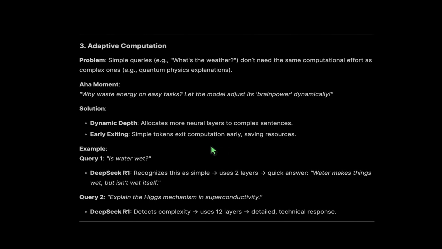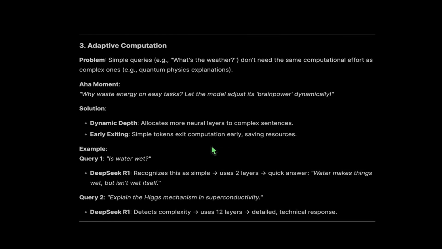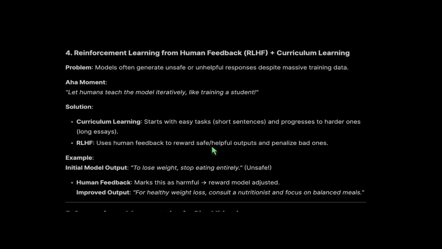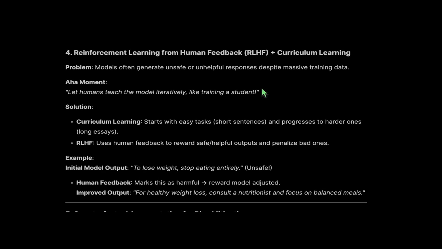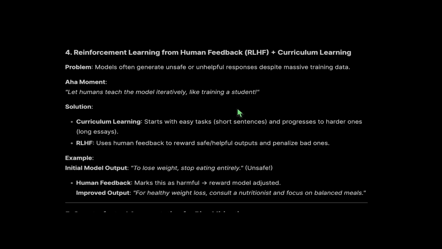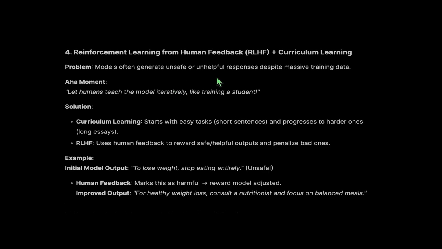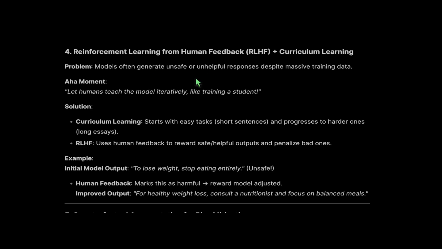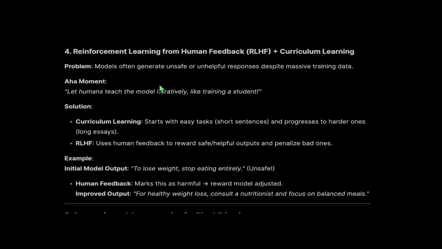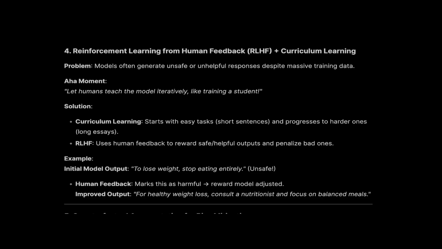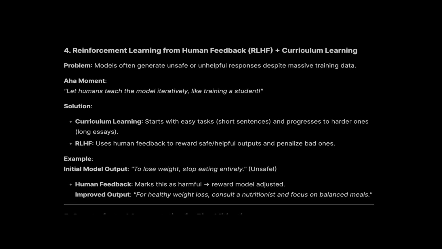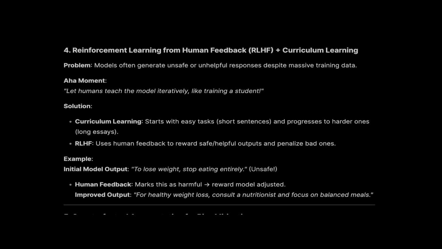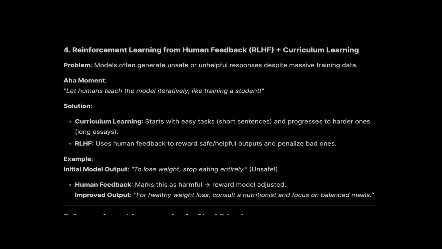However, if the question is more complex, like explain the Higgs mechanism in superconductivity, the model recognizes the higher difficulty and activates a deeper network, perhaps around 12 neural layers, to provide a thorough explanation. This technique, known as adaptive computation, allows DeepSeek to allocate more resources for complex problems while using fewer for simple ones. As a result, it saves significant computing power and reduces operational costs.